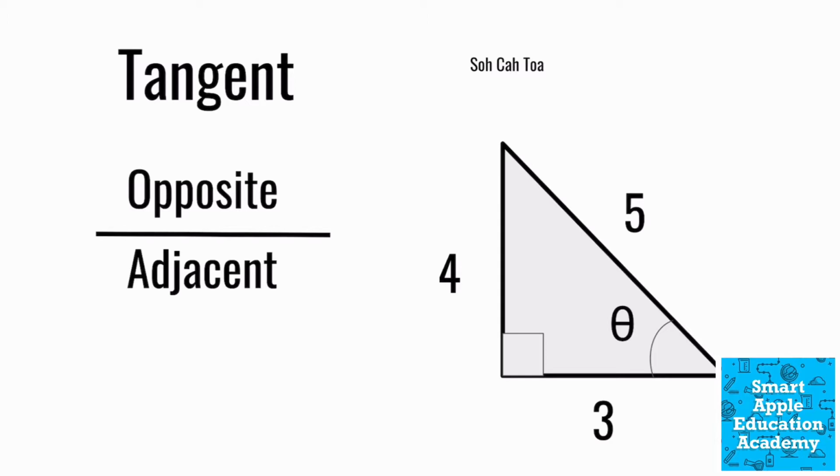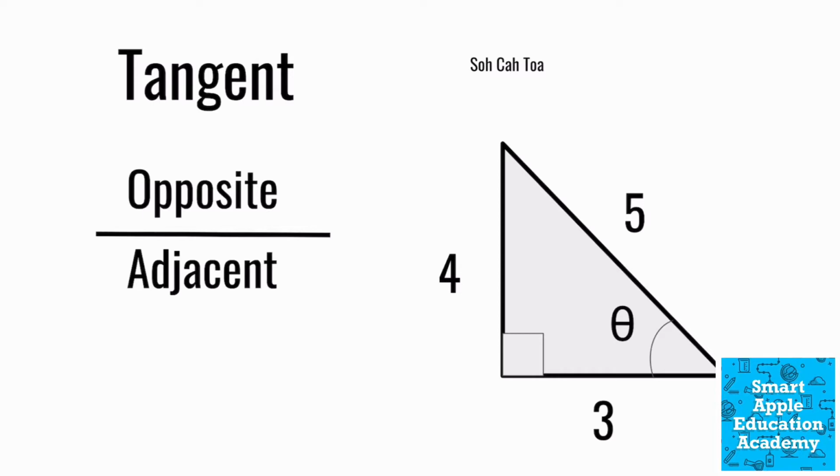If you really want to remember that, let's look at the top right part of the screen where it says SOHCAHTOA. SO is for sine, CA is for cosine, and TOA is for tangent. Since we're talking about tangent, let's look at TOA. T stands for tangent, O stands for opposite, and A stands for adjacent. This can help you remember that tangent's ratio is opposite over adjacent.